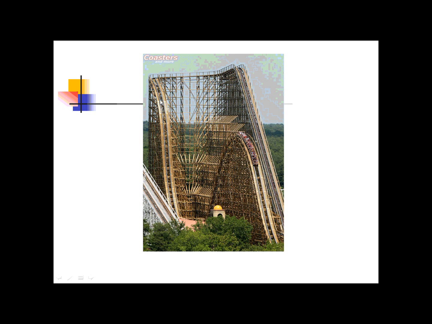With these great big drops, you have all of that potential at the top of the hill being transferred to kinetic at the bottom. That's why the trains are slower at the top than they are at the bottom of the hill. Even when you get to this secondary hill, you're going slower up here than you are down here. And that's because your kinetic at the bottom here is now being transferred back into potential.